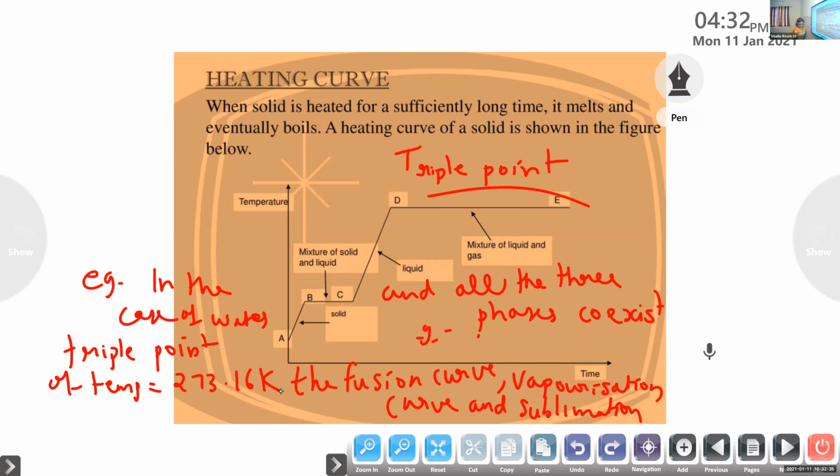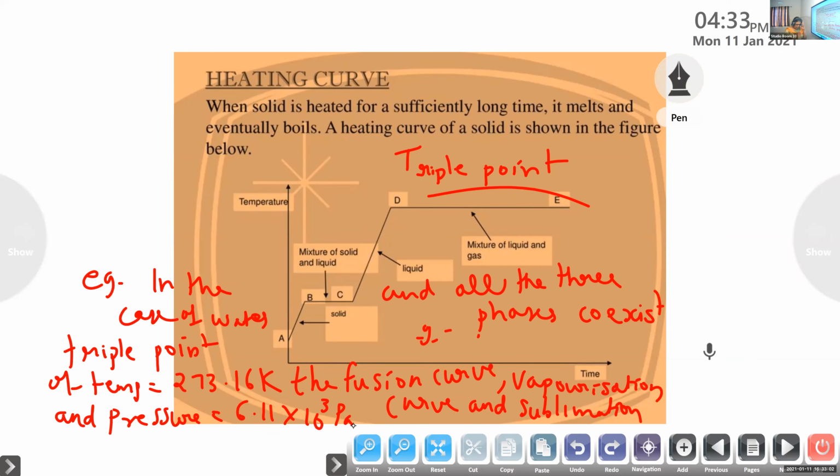273.16 Kelvin. And pressure at this triple point is 6.11 × 10^3 Pascal. So this is the triple point: the temperature and the pressure at this particular point.